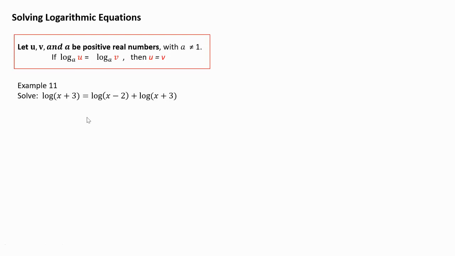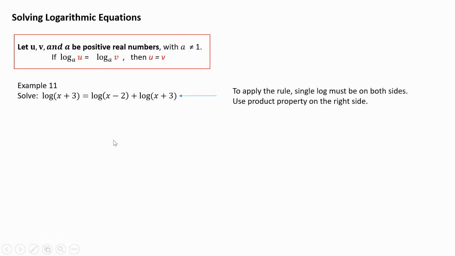Example 11. Log base 10 of x plus 3 equals log base 10 of x minus 2 plus log base 10 of x plus 3. Hey guys, in order to apply the rule, you have to have a single log on both sides of the equal sign. For example, the one on the right is not a single log. So that should be your first step. Again, to apply the rule, the single log must be on both sides.